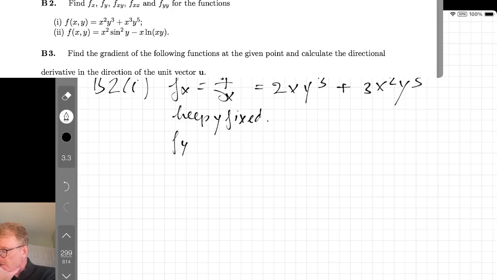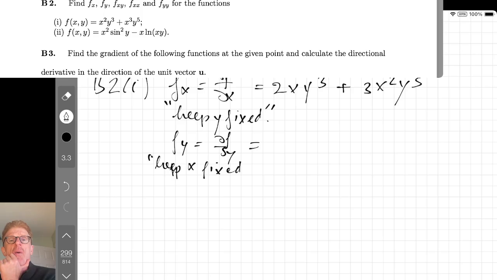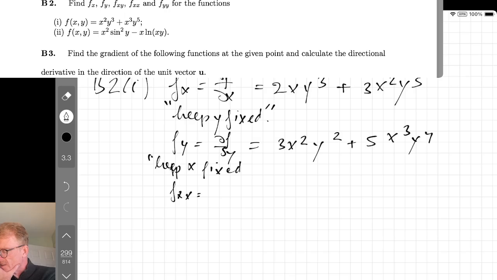And likewise, fy is df/dy, and then put it between quotes, right? Because it's not keep x fixed. And you do the same here. What do we do? 3x squared y squared plus, what is it, 5x cubed y to the power 4. And now fxx is the second order derivative with respect to x, so that's the d/dx on the outside on df/dx. That's what it means.